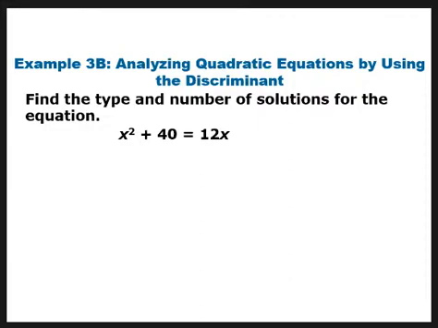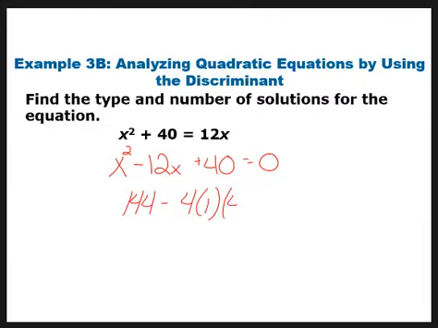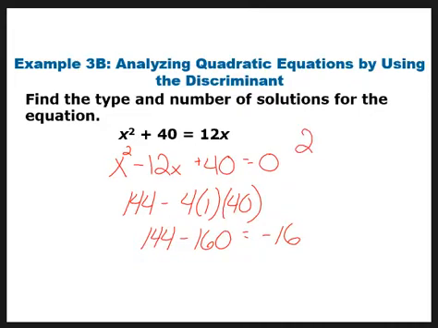Alright, here's another example of what we got going on here. Again, we want to make sure that we write it in standard form. So I'm going to subtract that 12x over, set it equal to 0. So again, b squared, 144, minus 4 times 1 times 40. Okay, well, 4 times 40 is going to give me 160. So 144 minus 160 is going to equal negative 16. Alright, we got a negative number. What that means is I'm going to have 2 solutions, alright, and they're going to be complex, or they're going to include an i. Okay, again, that's all you really have to write.